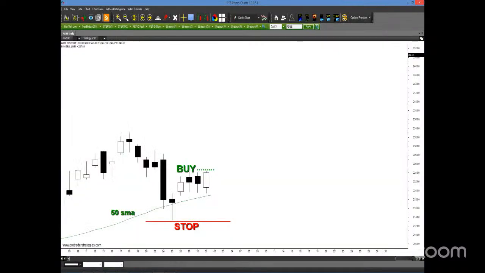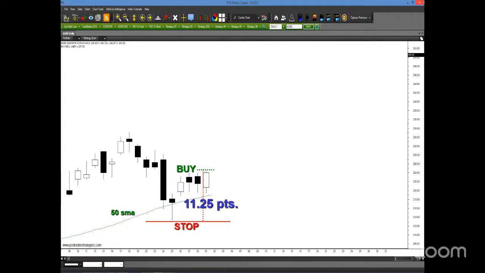If we were to enter at this spot right here, and let's say the trade went against us, we got in and then immediately went down and we got stopped out. How many points would we lose? Not how many dollars, how many points would we lose? In this case, it's 11.25 points.